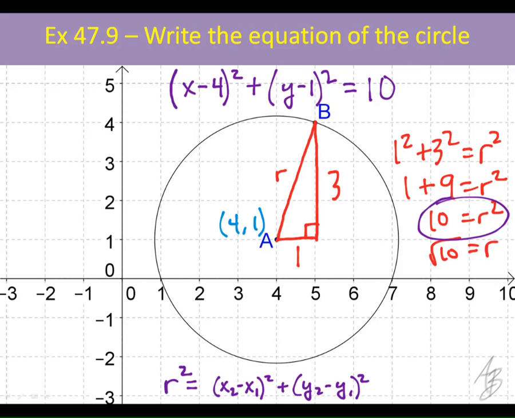And so we have the distance formula, but we can modify it a little bit to save ourselves a step in this problem. If we plugged in 5 and 4 for x1 and y1, and 4 and 1 for x2 and y2, we would end up with 10 again for r squared. Does that make sense? We awake? Yeah.